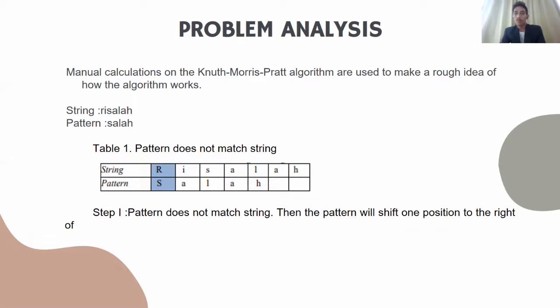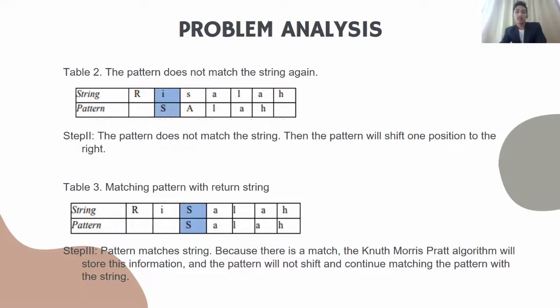Manual calculation on the Knuth-Morris-Pratt algorithm is used to get a rough idea of how the algorithm works. Table 1: the pattern does not match the string. Step 1, the pattern does not match the string, so the pattern will shift one position to the right. The pattern does not match the string on table 2. So for step number 2, the pattern does not match the string, and the pattern will shift one position to the right. And then for table 3, the pattern matches the string.